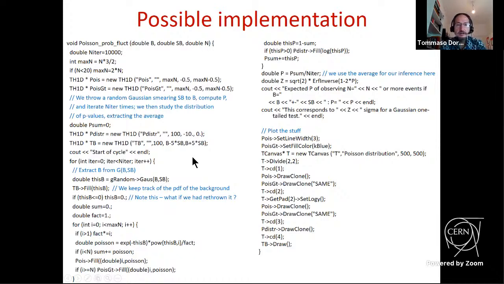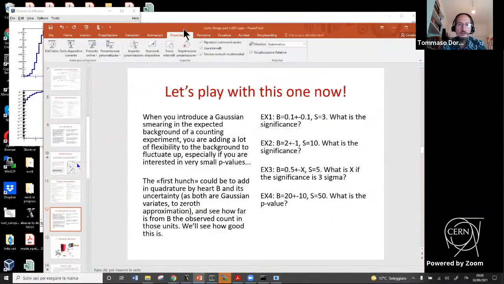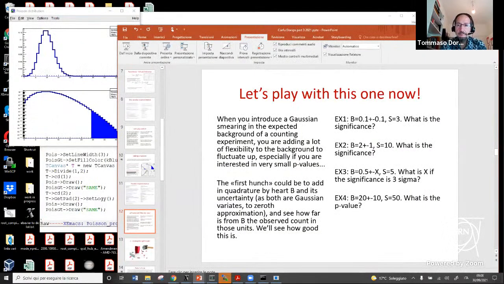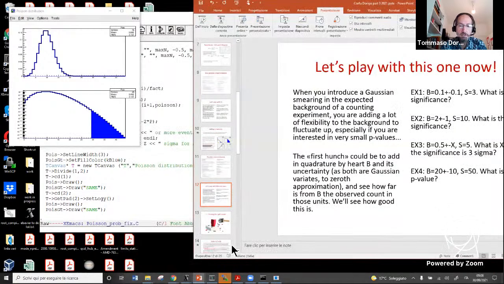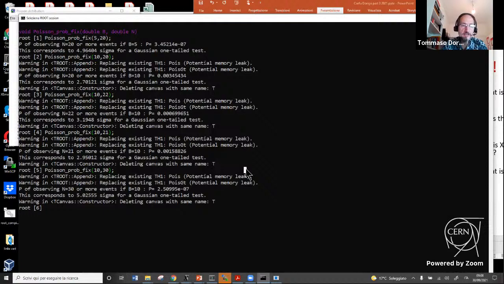So let's see how this works. I need to take a new root window here. Sorry, I'm messing up. Okay, so let's load the Poisson probe FLAC, which you can also find in, and I can run this with some choice.